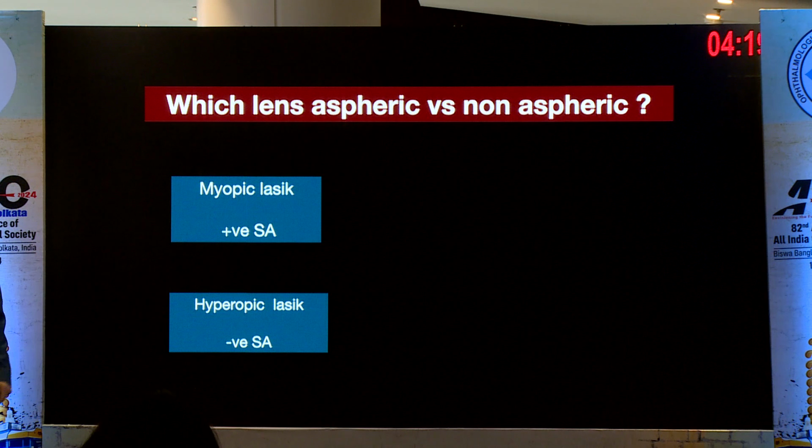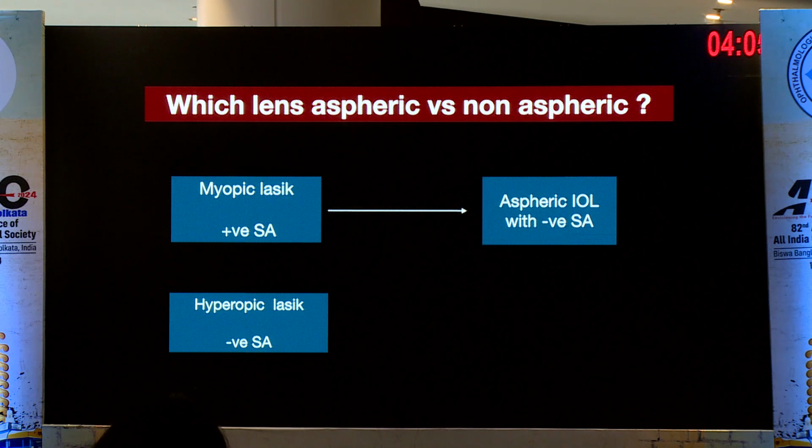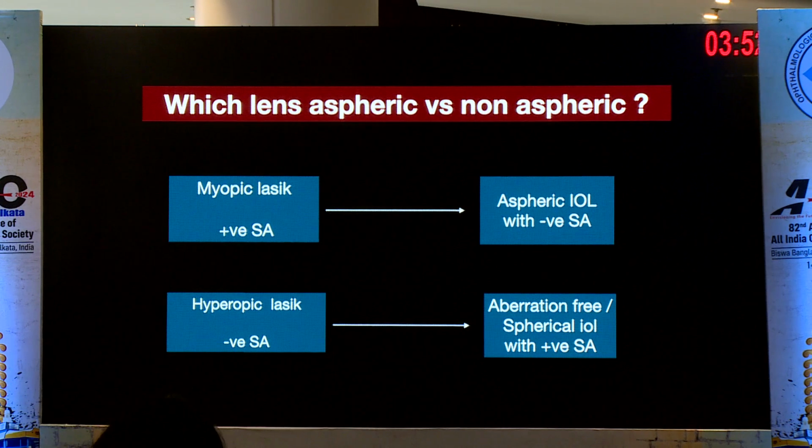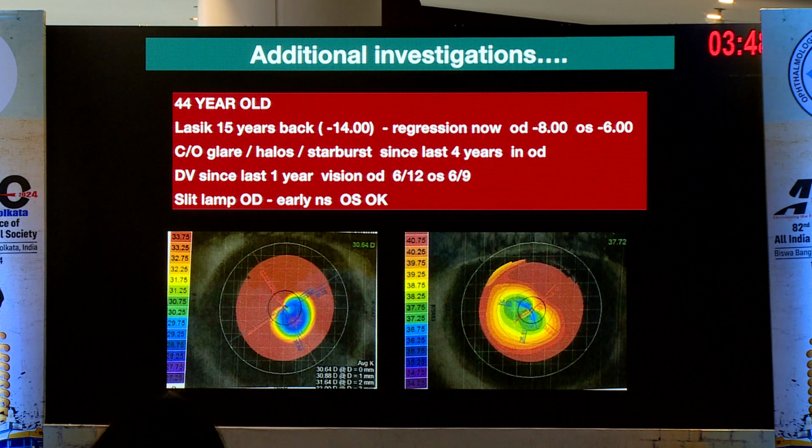So the next question that comes is that most of our lenses are aspheric or non-aspheric. What would you decide? What would you put? If you have a myopic LASIK, we all know that you will have higher positive spherical aberration. So in these cases, you can put an aspheric IOL which has a negative spherical aberration, which will reduce the spherical aberration. And in hyperopic LASIK, to start with, it has a negative spherical aberration, so you would not want to put an aspheric IOL, but an aspheric aberration-free IOL can be implanted in these patients.